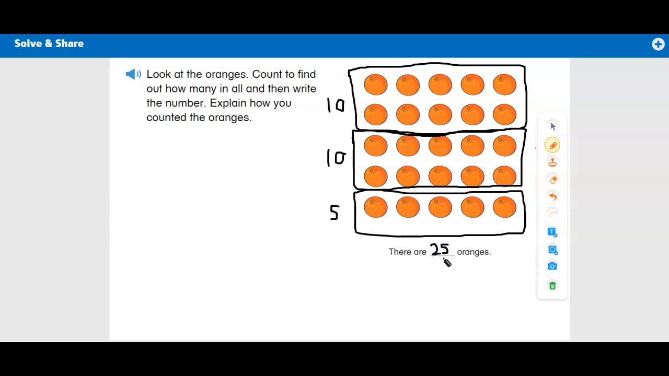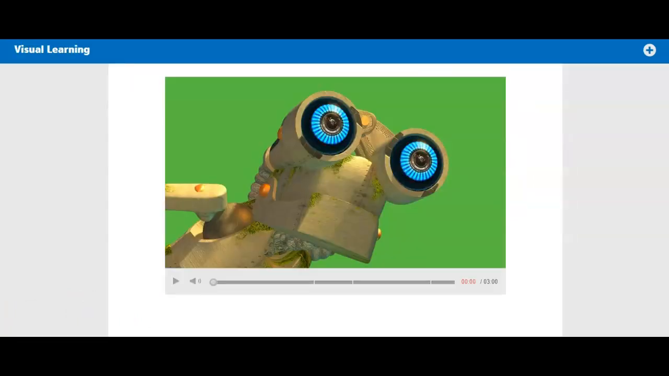This is just a way to show that you can use different strategies and still get the same answer. Some of you may want to count by ones, which is fine. Some of you can count by fives, or even tens. But we should all get the same answer of 25 oranges. Now let's watch our animated video to help us follow along the top of our workbook page 306.